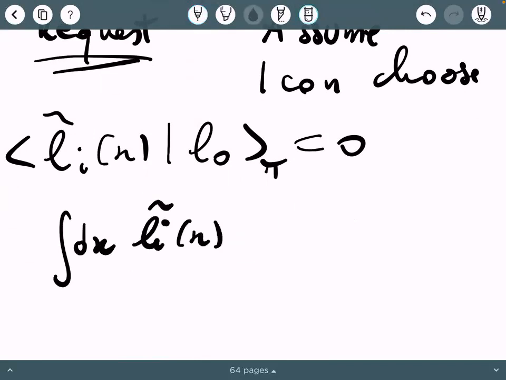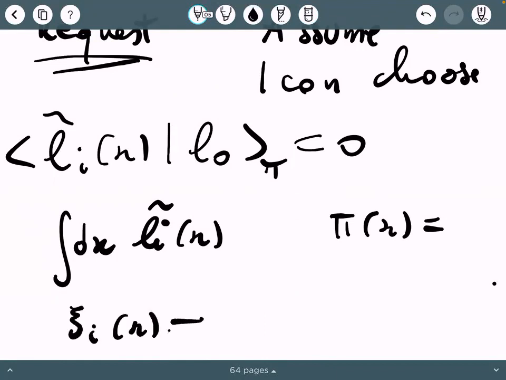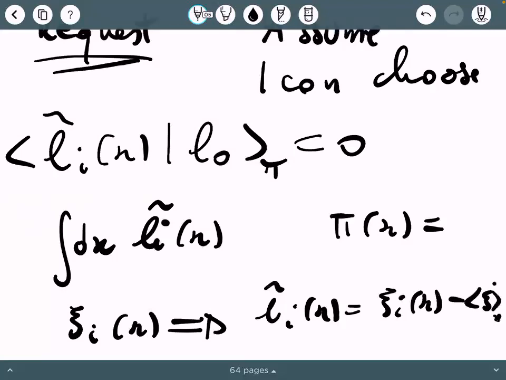Now, remember, what is L naught of x? Who tells me what this is? 1. So I can take it away. So all I'm asking is that I have a mean-free estimator. How do I build a mean-free estimator? I take any estimator, let me call it my precursor estimator, psi i of x. And then I build L tilde i as psi i of x minus the Boltzmann average of psi i of x.